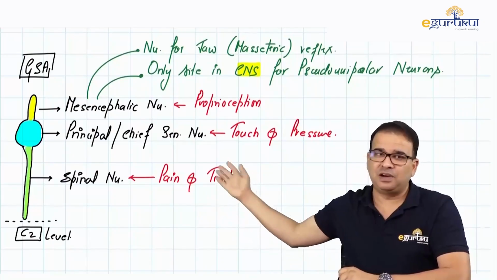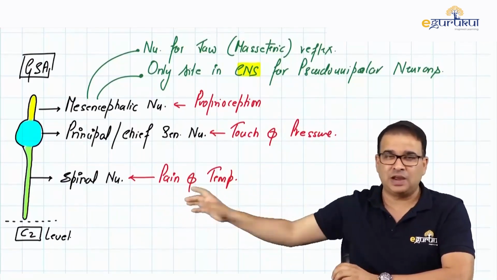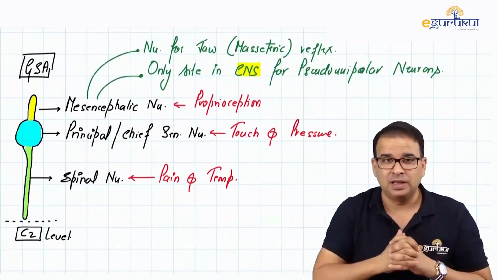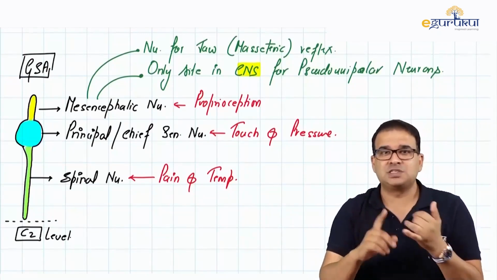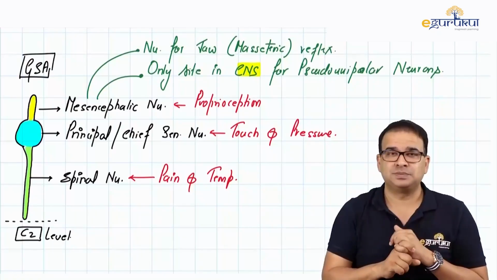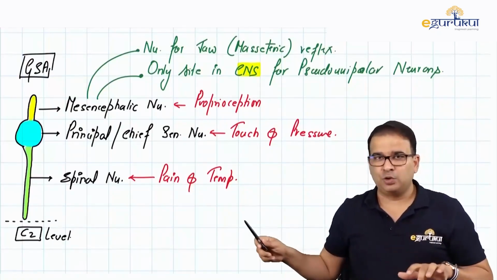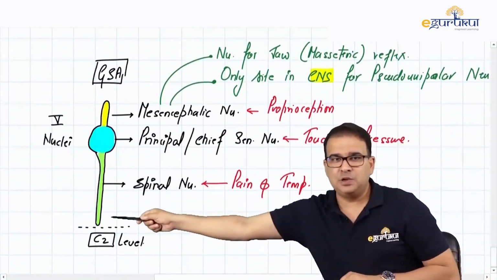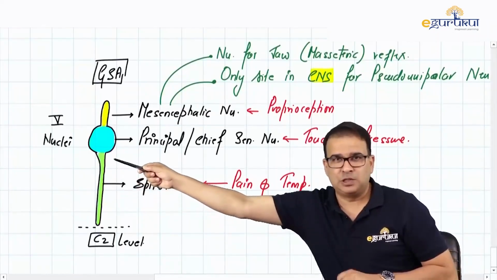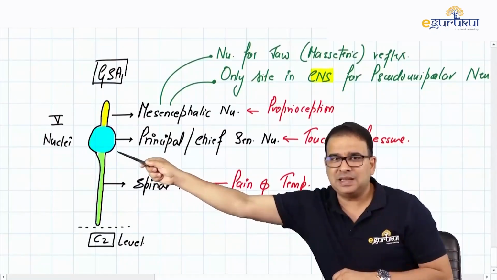Pain and temperature are definitely coming into it, so that cannot be the answer. We have to find out which is not coming into it. Now the other option they gave was touch and proprioception. If you remember, I told you that the spinal nucleus is present in the pons also. It starts in the pons. That means it is adherent to what?